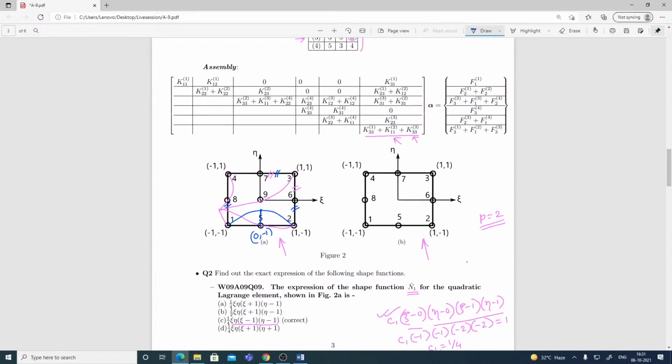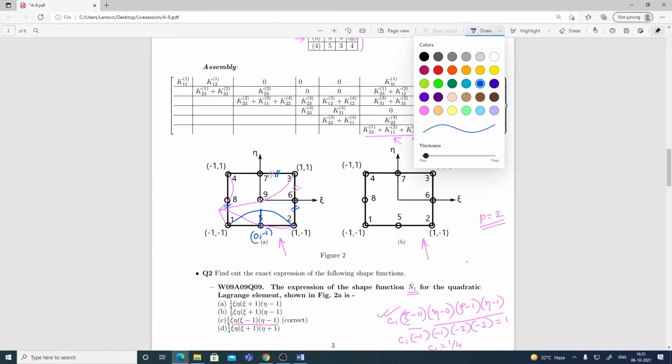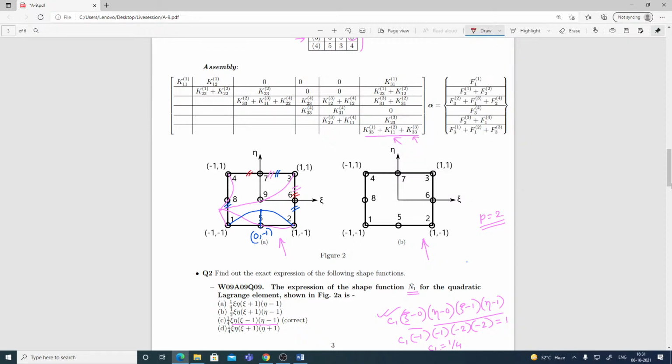N9 is actually the easiest one. N9 looks like this. N9 should be 0 on all the borders. So N9 is 0 at xi equal to plus minus 1 and eta equal to plus minus 1. So you can simply put xi square minus 1 and eta square minus 1. And what should be the coefficient? The coordinate of node 9 is 0, 0. If you put 0, 0, it becomes automatically 1. So the coefficient should be 1.